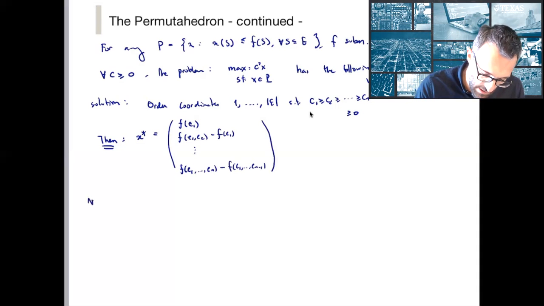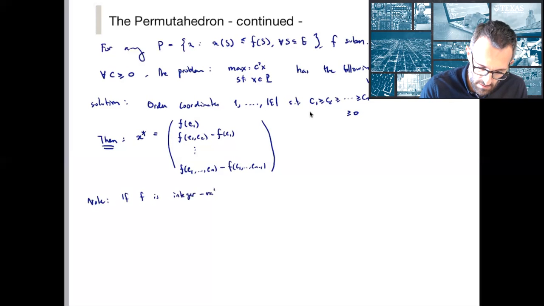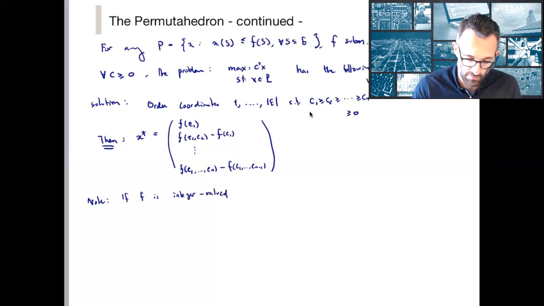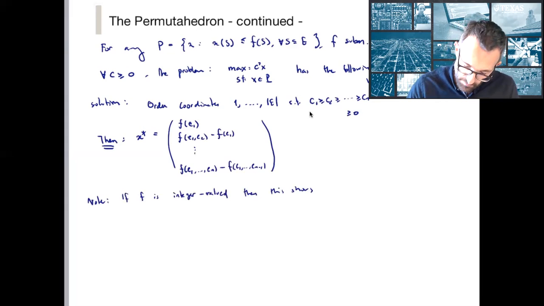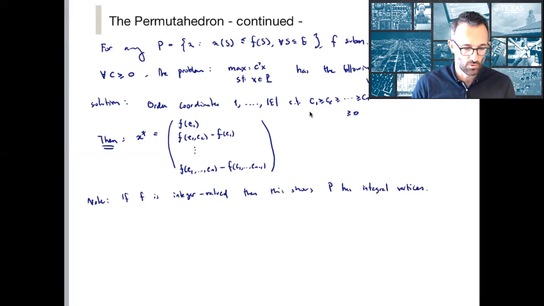A few things of note here. First of all, if f is integer valued, if it's an integer valued submodular function, then this result shows that the solution to the LP for any non-negative c is going to be x star, which is going to be integral valued itself because f is integral valued. So this shows that P has all integral vertices. The first thing to note.